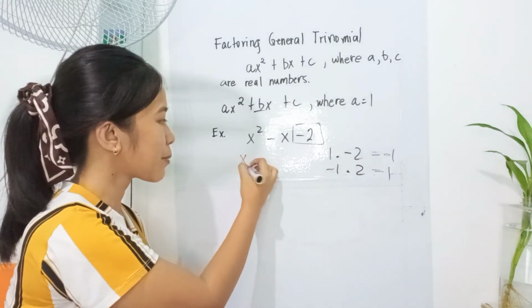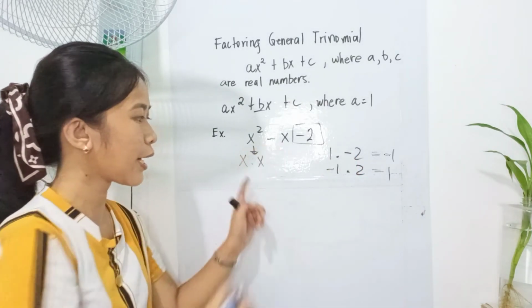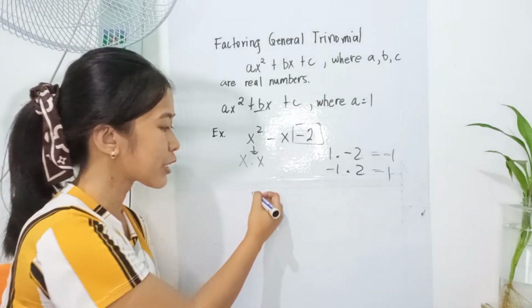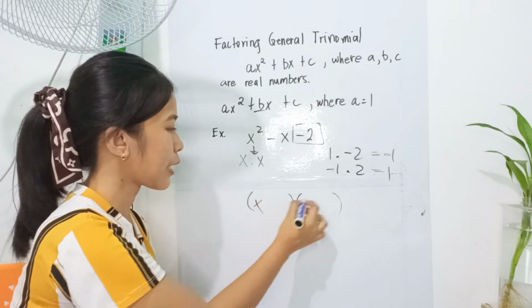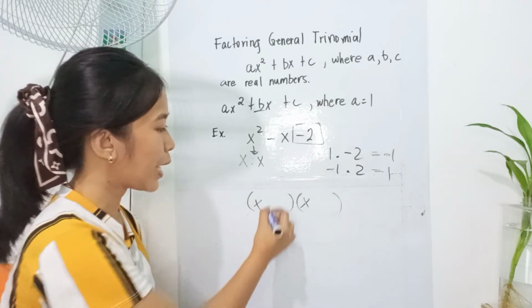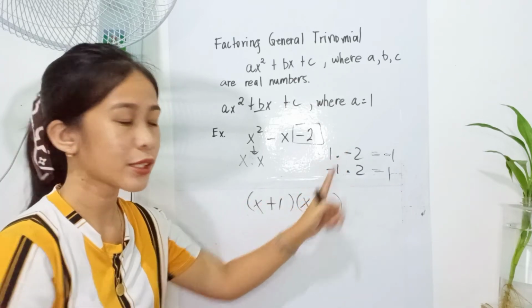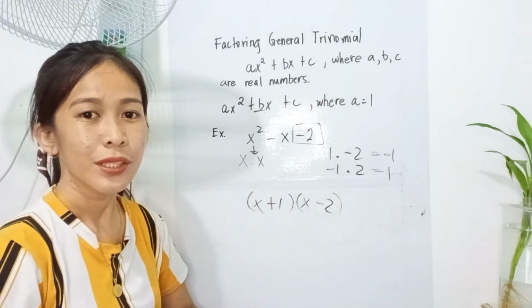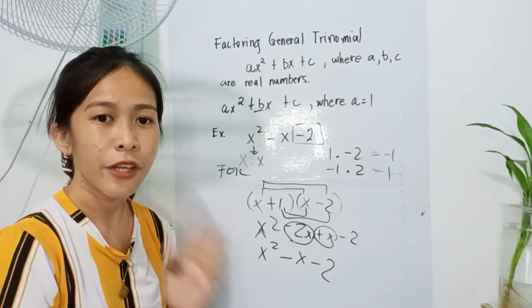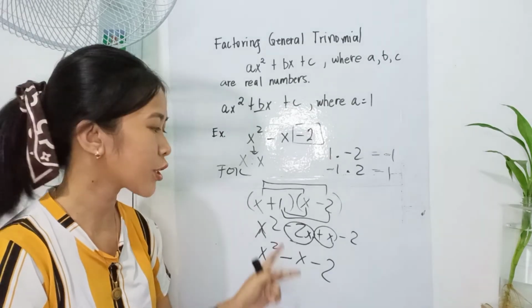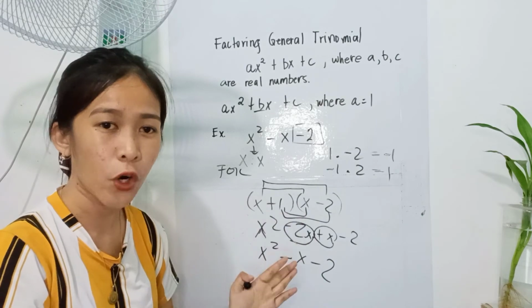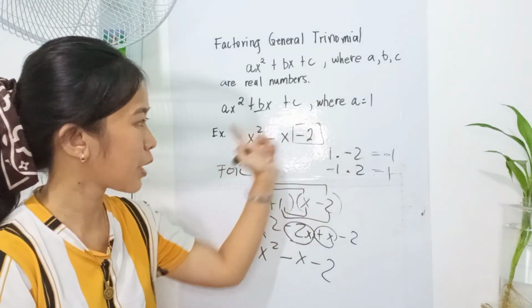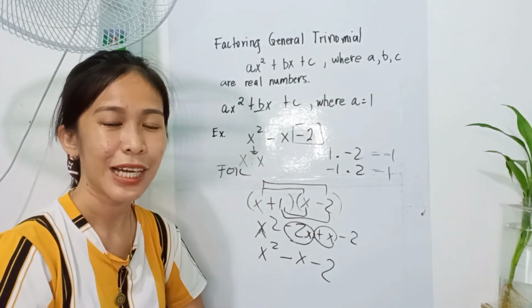And then, of course, alam naman natin na ang factor ni x raised to 2 ay x times x. So, ilagay lang natin yan sa binomial factor. We have x, positive 1 plus 1, and of course, negative 2. Ganun lang siya kasimple. Therefore, nakuha natin yung tamang sagot na x plus 1, x minus 2 as the factored form of the general trinomial x squared minus x minus 2. As simple as that.